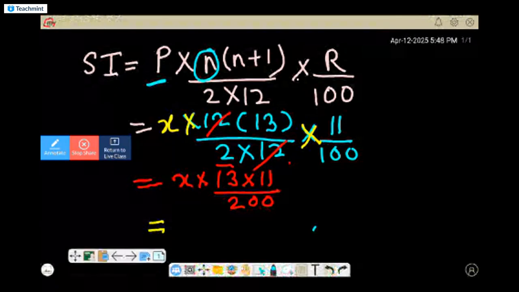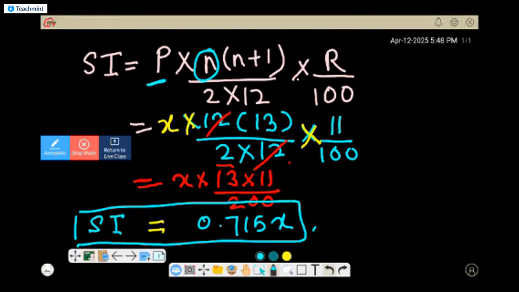Okay, yes. What is the value? 0.715. Yes, 0.715x. So that is the interest. Okay, it's not the accurate value. It has a variable with it. We will be solving it later.